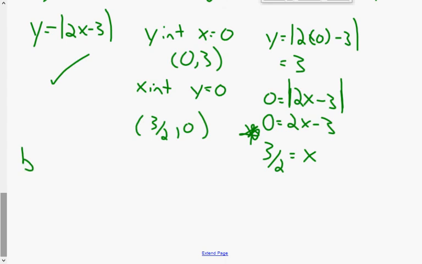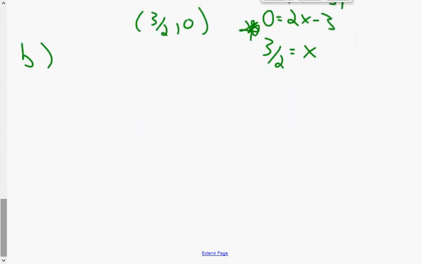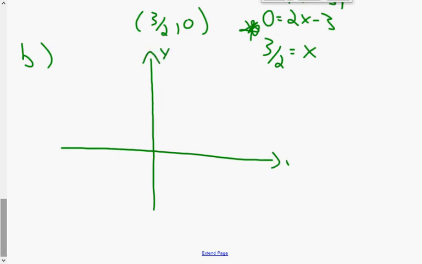Let's sketch it. Now, I'm pretty relaxed on my rules for sketching. Label your axes, that's cool. Label the intercepts. So I got one here at 3 over 2, and I know my other one's at 3.